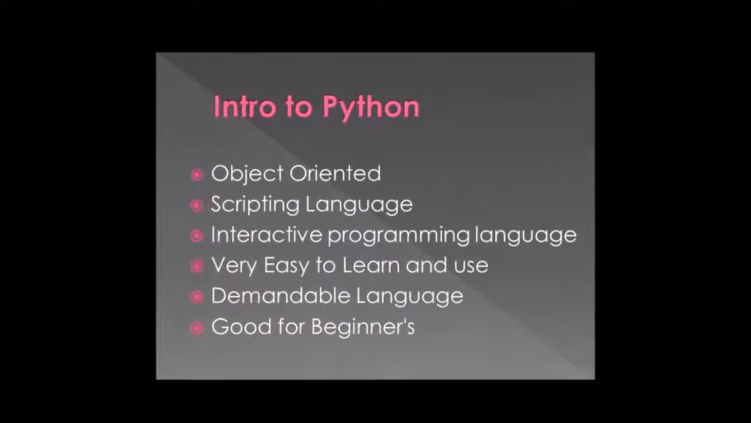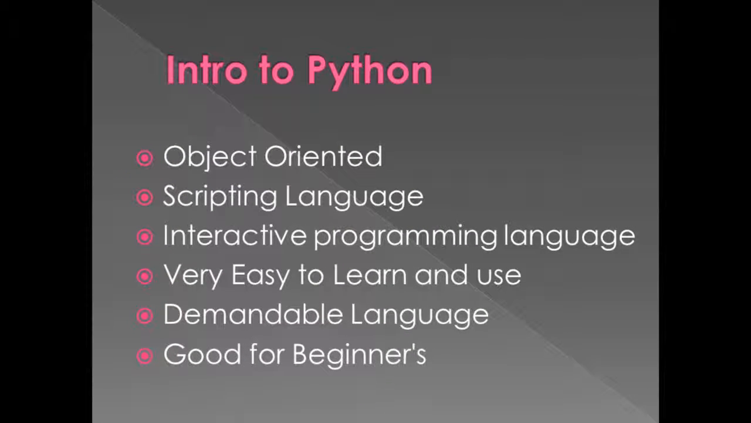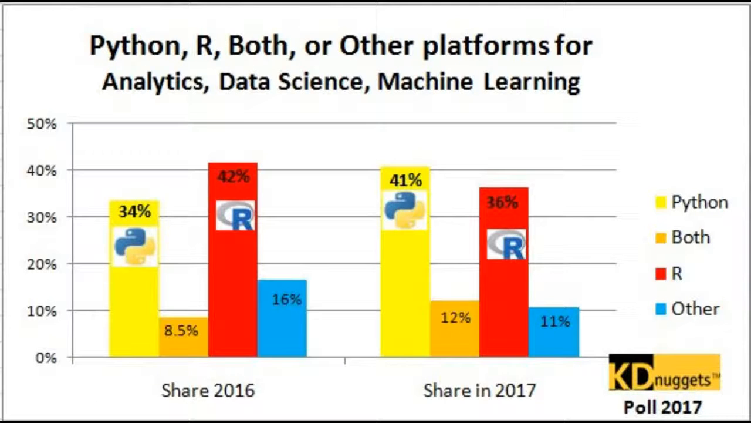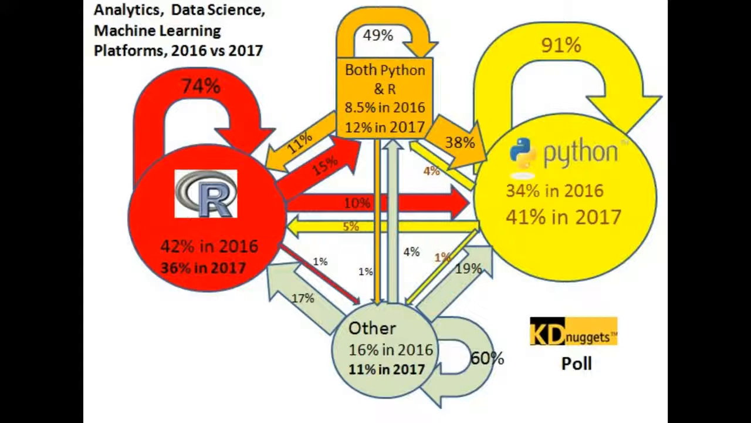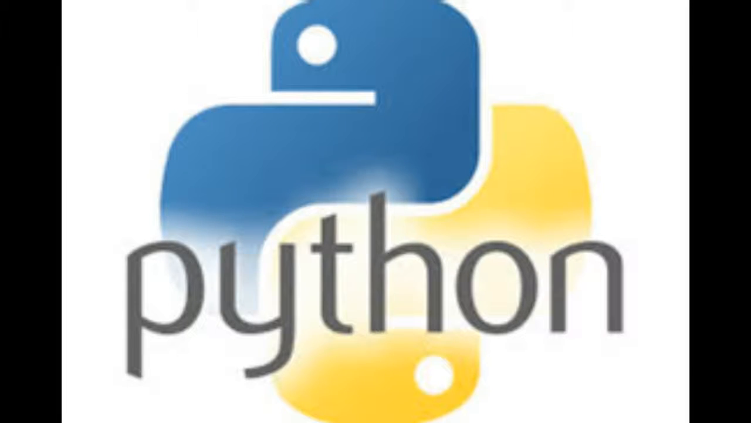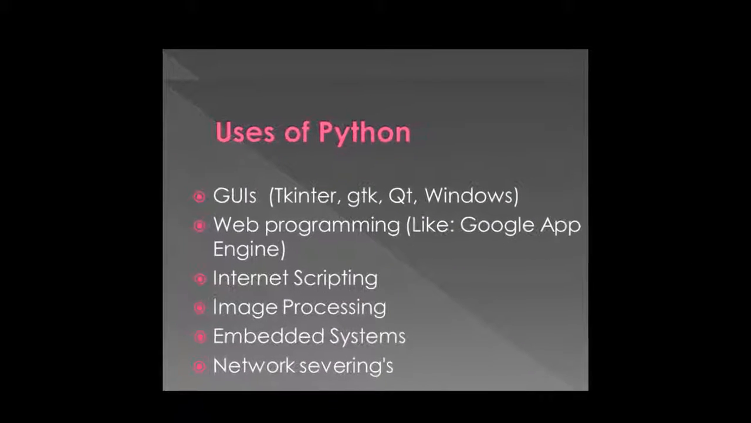Let me give you a brief introduction to Python. Python is a scripting language and also object-oriented. It is an interactive programming language which is very easy to learn and use. This is the most in-demand language in the entire world. And as I told you before, this is the only language which can be learned by anyone who doesn't even know coding. So this is the best programming language for beginners. Let's move forward to the uses of Python.